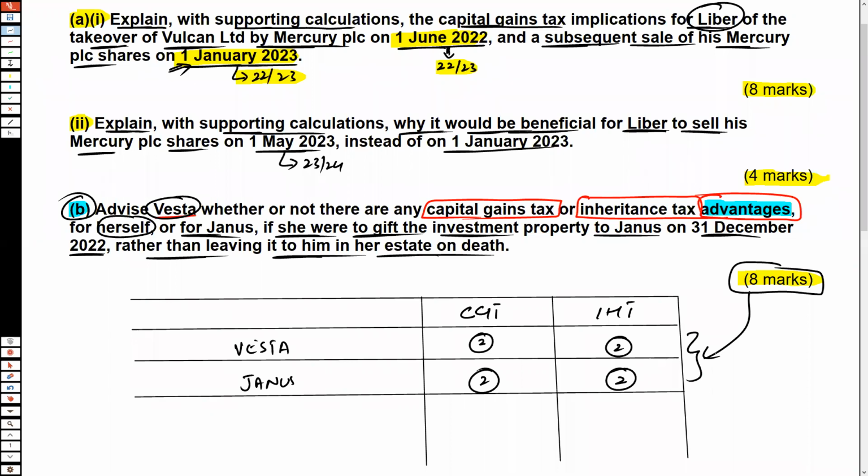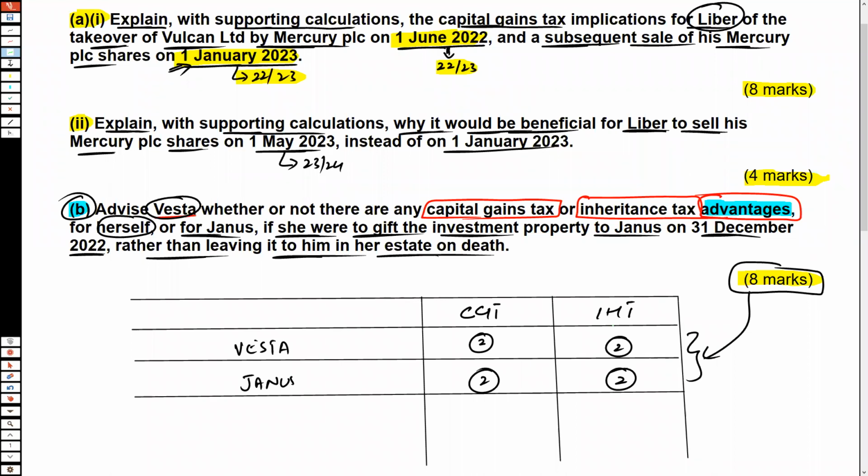You have to plan like this for every question, right? Don't waste your time by writing more or less. If you're writing more and more points, you're wasting time. If you are writing less, obviously you are compromising your available marks. So there are two taxes to discuss for both persons. For Vesta, at least 2 points should be given under CGT, 2 points under IHT. For the second person, 2 points with respect to capital gains tax for J, and 2 points under IHT for J.